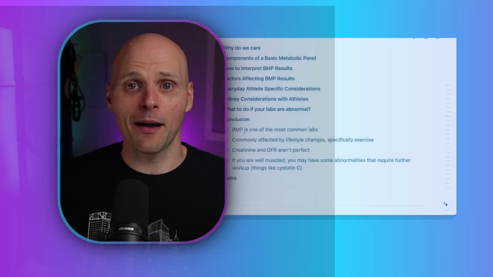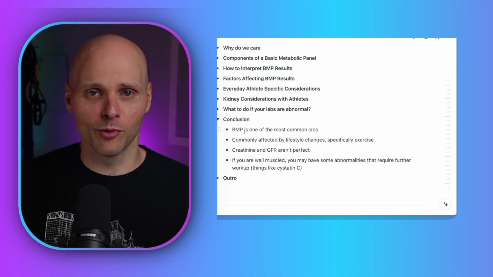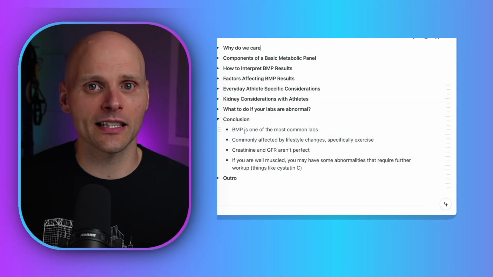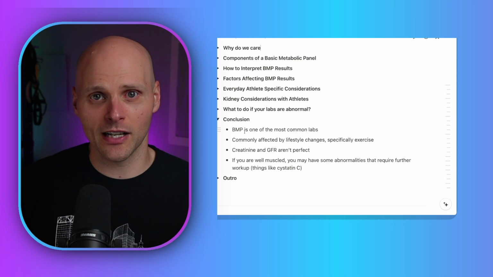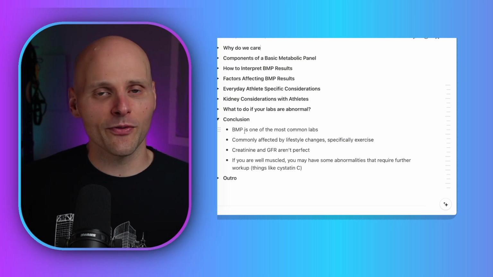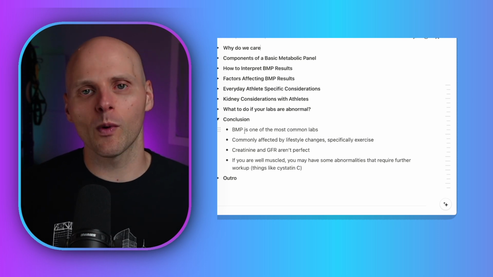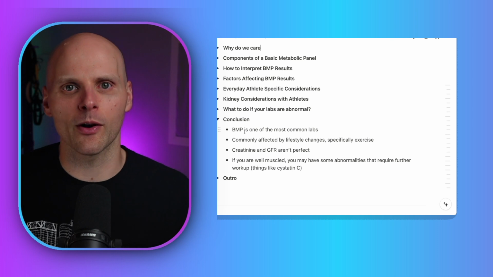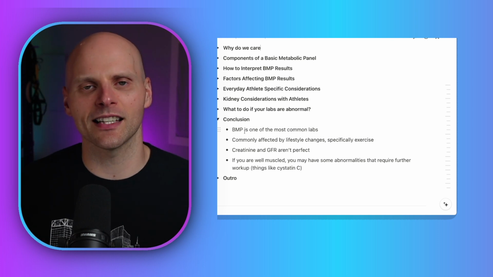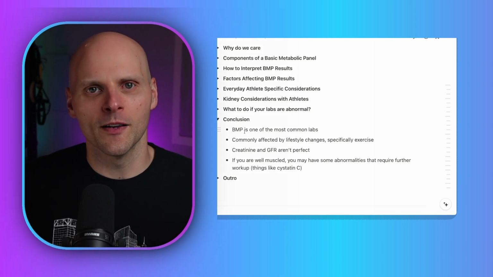And so overall, I think the BMP is one of the most common labs we're going to get, and we're going to see it everywhere. It's commonly affected by lifestyle changes, specifically exercise. Creatinine and GFR aren't perfect, as we learned. And if you're well-muscled, you may have some abnormalities that require further workup, things like getting a cystatin C. So that's the takeaway here: your BMP, looking at your electrolytes, your sugar, your calcium, your kidney function, that's the general gist of that. And it can be affected by exercising. I just want to mention that.